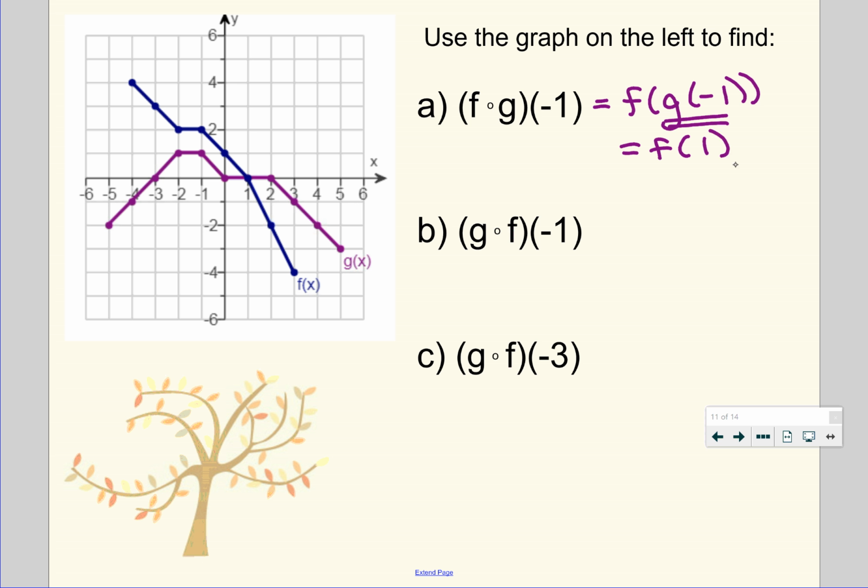Now we're going to evaluate f of 1. So now I'm going to start where x is 1. And I want to find that point on function f, which is the blue one. And actually, if I'm on the x-axis at 1, I'm on function f. I'm touching it right now. So my answer is 0. I don't have to go up or down at all. Okay, go ahead and try the next two. Give you a minute. Try them on your own and then check with a partner.